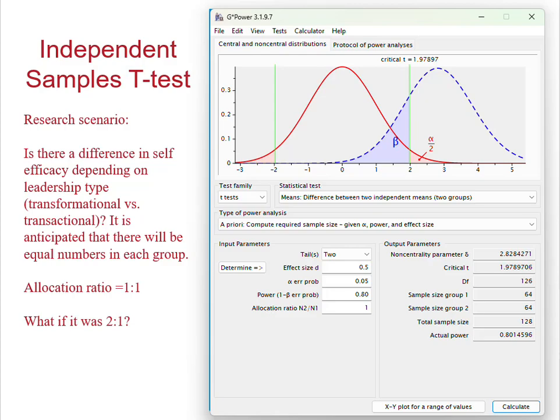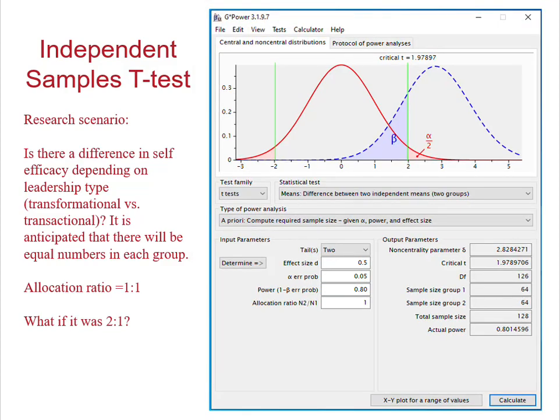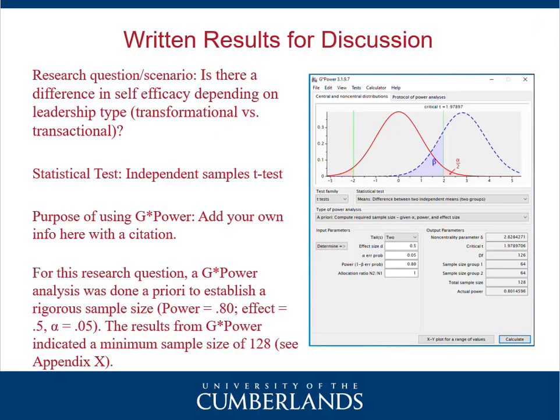But that is all you need for the independent samples t-test, except how do we write this up? So in terms of written results, for your discussion or if you're doing this for your dissertation, you would go ahead and give the research question scenario. Then for that statistical test, you would indicate it is an independent samples t-test. Purpose of using G-Power, you should always add that purpose. I'm not going to tell you because we already talked about it and you can look it up, but you would definitely want to add a citation, and this is for your dissertation as well as our class.